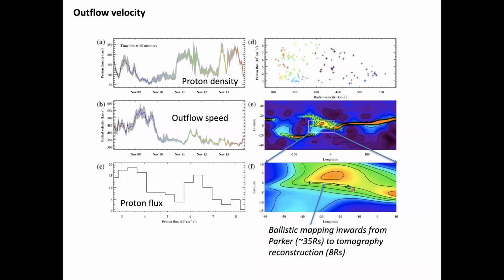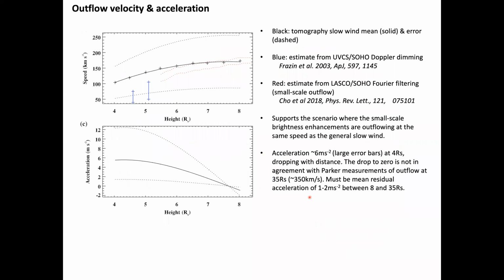This rather messy black line here, with S for start and E for end, shows the path of Parker Solar Probe during this period. And of course, from Parker Solar Probe, we have the mass flux measurement we need, and we can then use the tomography and the Parker values to create an outflow velocity from the tomography maps.